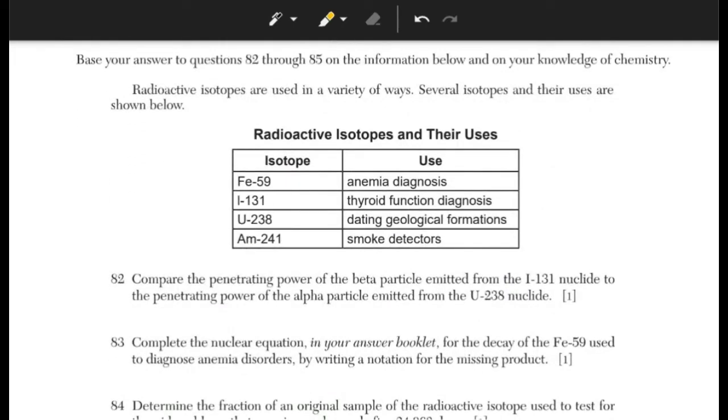Radioactive isotopes are used in a variety of ways. Several isotopes and their uses are shown below. Compare the penetrating power of the beta particle emitted from the I-131 nuclide to the penetrating power of the alpha particle emitted from the U-238 nuclide. The beta particle will have a greater penetrating power than the alpha particle because it has a smaller charge.